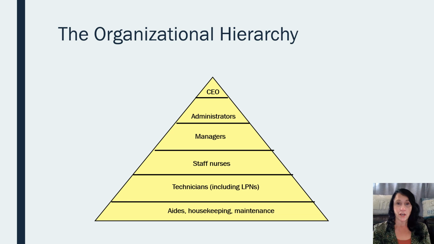So here you go, that organizational hierarchy. This is what we typically see. We have our CEO who's at the top. He delegates down to the administrators, to the managers, to the staff nurses. I look at where the aides and housekeeping and maintenance are. They're stuck on the very bottom. They have zero say in anything, and they see a lot of stuff. I'm wondering if that's so smart.